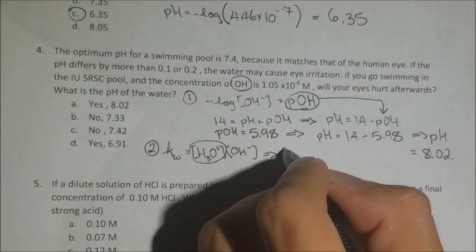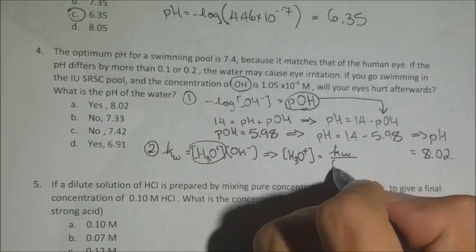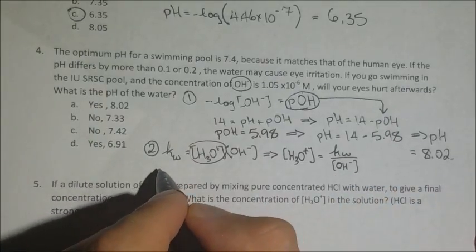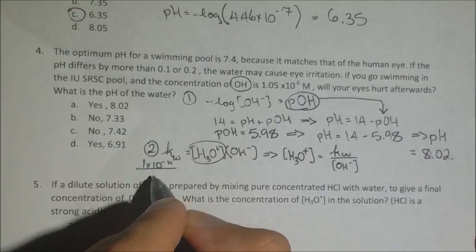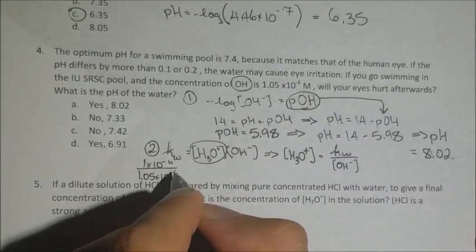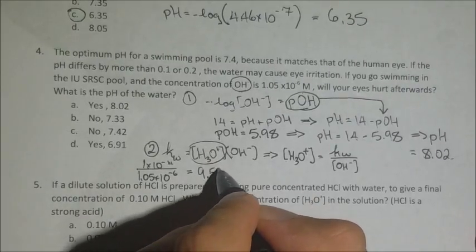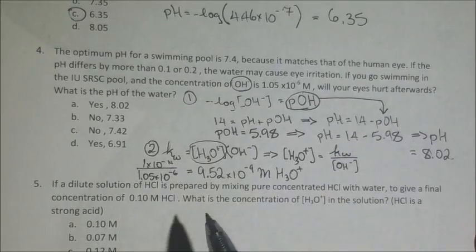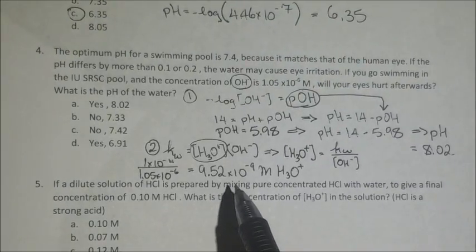So we'll just go ahead and do H3O+ equals Kw divided by the OH- concentration. Okay, and we're given the OH- concentration, so I'll just come down here and say 1 times 10 to the negative 14th divided by the OH- concentration, that's this, 1.05 times 10 to the negative 6th molar, gives us 9.52 times 10 to the negative 9th molar H3O+. Okay, so this is now our concentration of H3O+, hydronium.